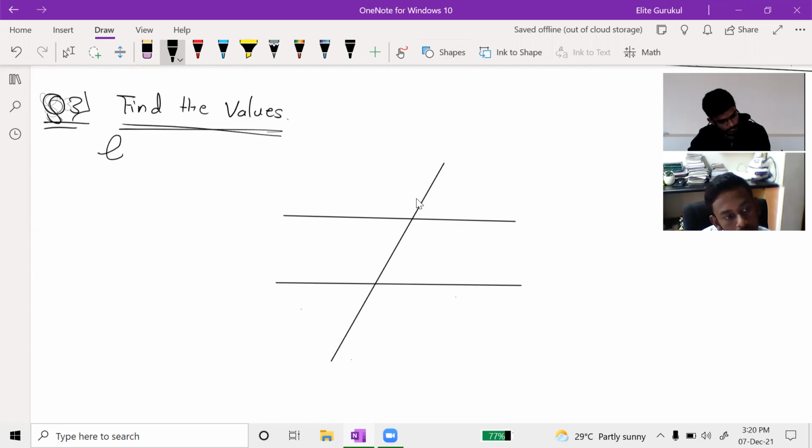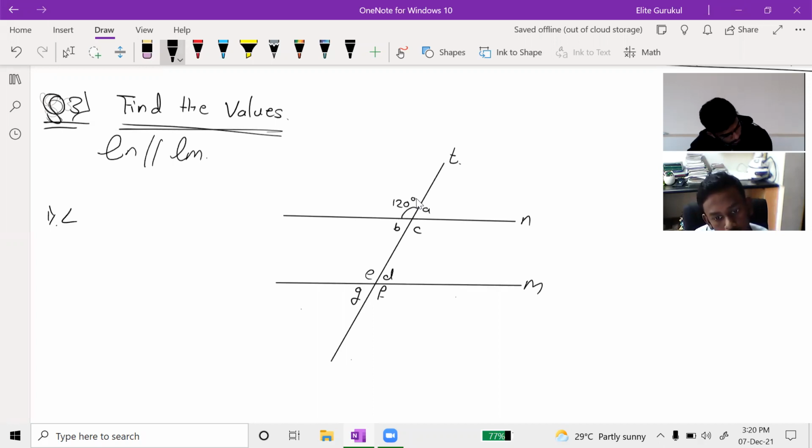Line N is parallel to line M, and this is your transversal. If this angle is 120 degree, the first question is, there are angles A, B, C, D, E, F, and G. Now tell me the measurement of angle F. First tell me which is the angle F? Internal angle or external angle? External angle. Perfect.